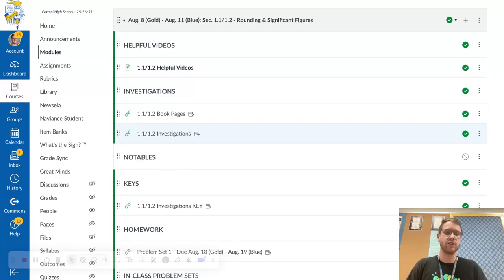So it's a lot less lecture-based. I will lecture on some of the newer concepts that students haven't seen before in past math classes. But when it comes to most of the day-to-day, we do these investigations.